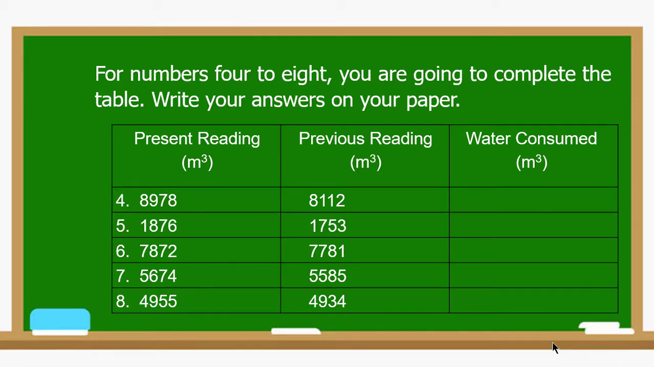Number 8. 4,955 cubic meters is the present reading, and 4,934 cubic meters is the previous reading.